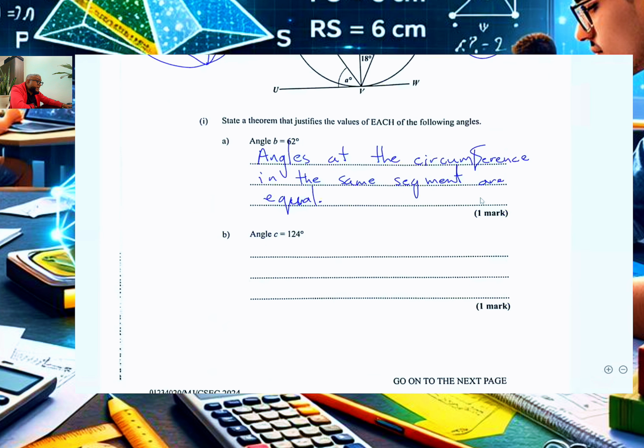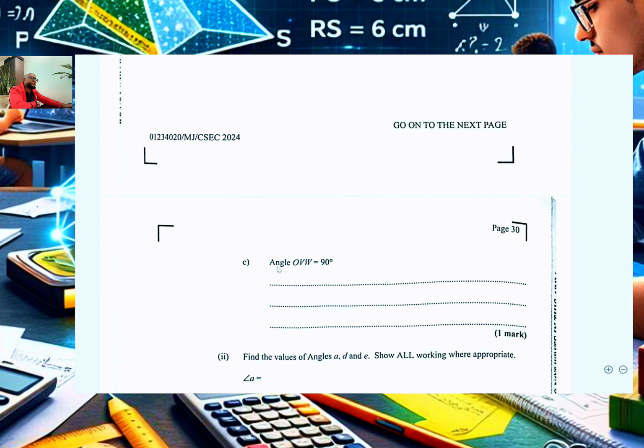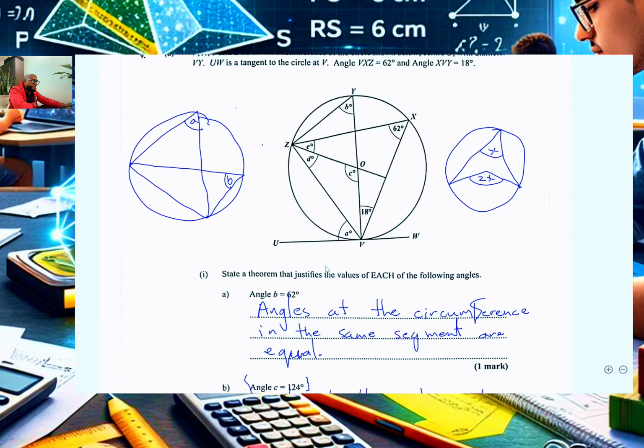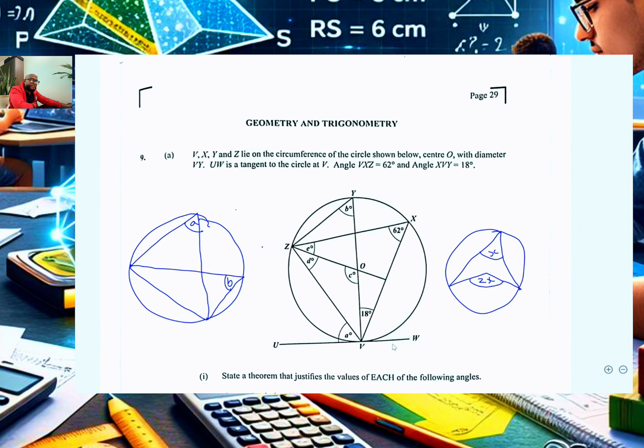The theorem is right here, so let's write that in. Angle at the center is twice the angle at the circumference. So part C, they want us to find angle OVW. State the theorem, right? OVW, O to V to W, is 90 degrees. Why? When a tangent and a radius meet, a 90-degree angle is formed.